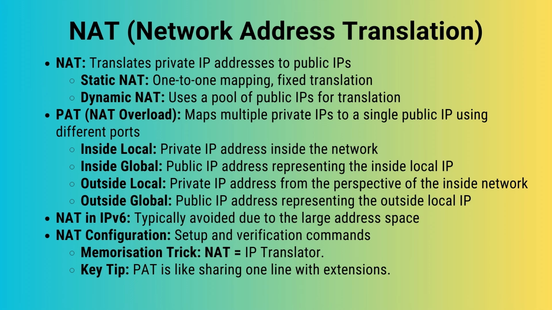the private addressing scheme. NAT is typically avoided in IPv6 due to the large address space available. When configuring NAT, you'll define inside and outside interfaces, create access lists to specify which addresses to translate, and apply the NAT rules. While NAT provides a layer of security by hiding internal addressing, it can complicate some protocols and troubleshooting. Remember, NAT is like a translator between your private network language and the public internet language.